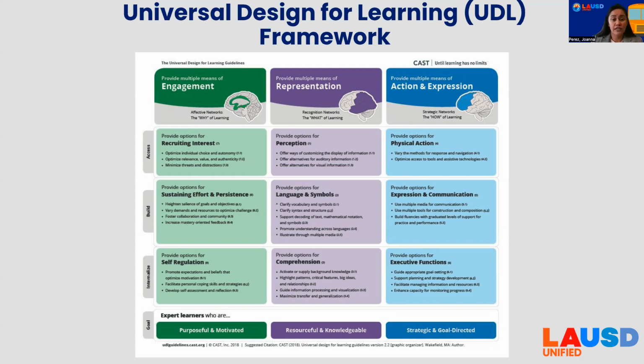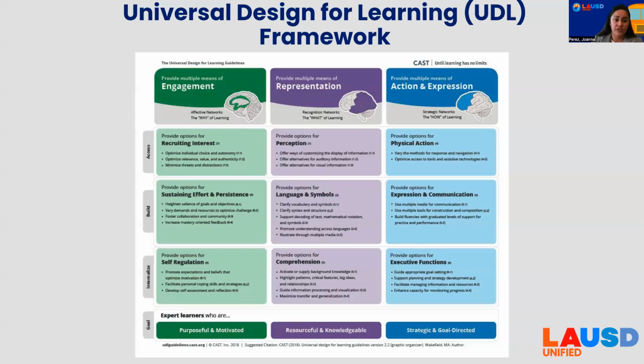Now, as for the recognition network of the brain, these are the what of learning, the representation. This part of the brain helps students understand information and content by how it is presented in different ways. Presenting lessons in multiple ways like videos, worksheets, or group work will help students access the content using their learner profile.